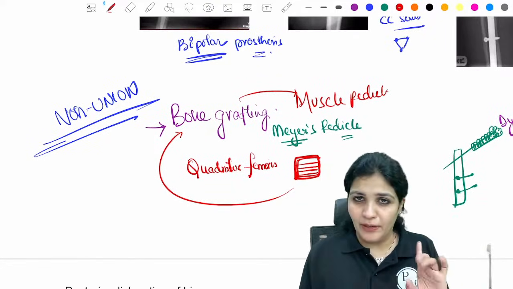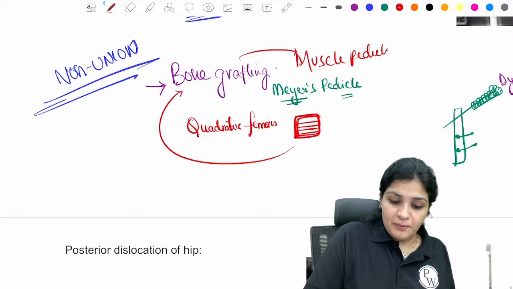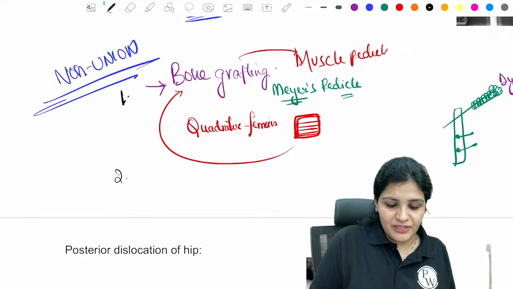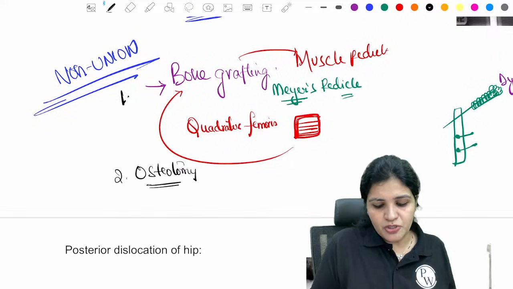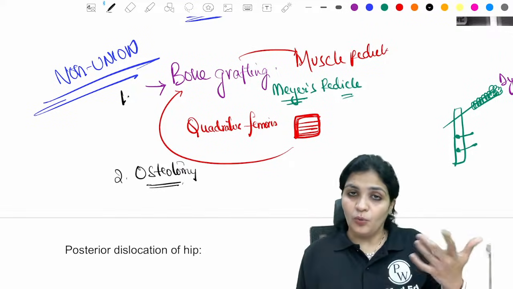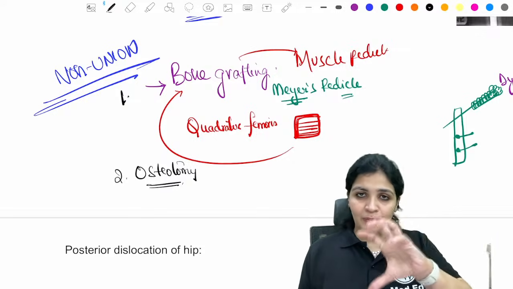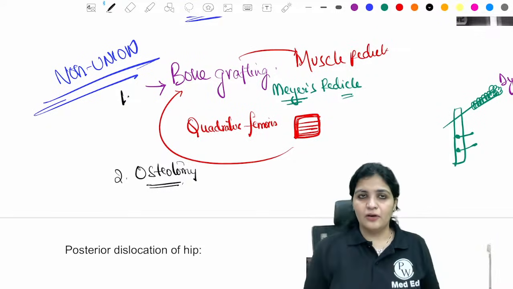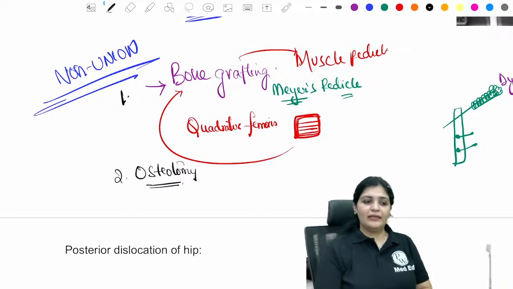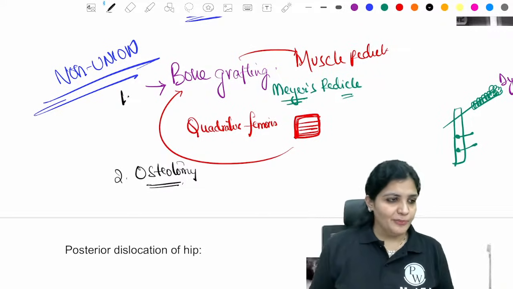You have to remember one point. The second point, the treatment of non-union: one is grafting, the second is osteotomy. There are multiple osteotomies which we can do for treatment of non-unions. Otherwise, we completely remove the head and put in a prosthesis. So these are the treatments for the non-union of the femoral neck.